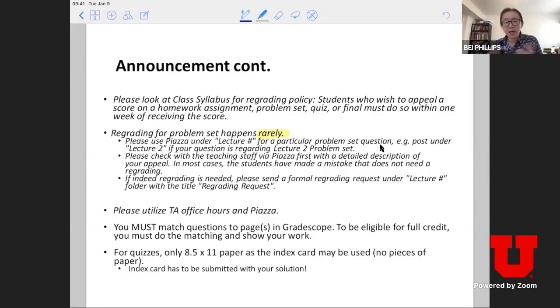Okay, so because we're going to have another quiz, quiz number 1, coming up very soon, you should try to utilize as much as possible the TA office hours as well as Piazza.